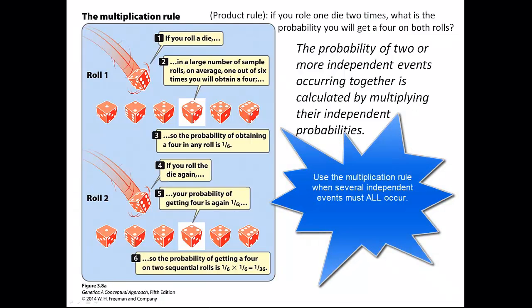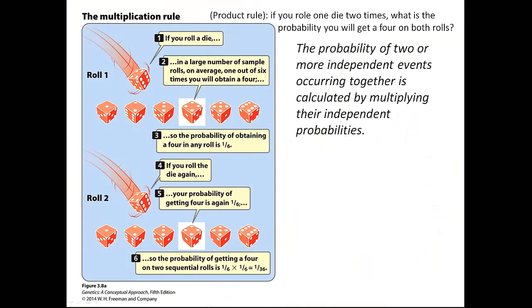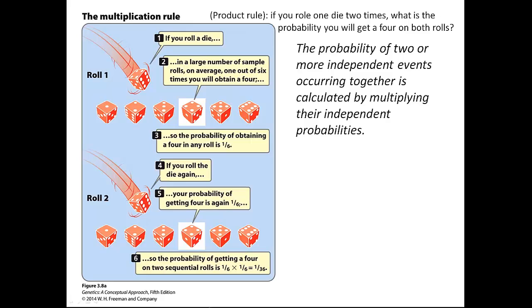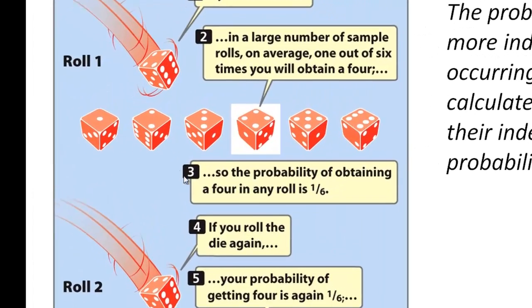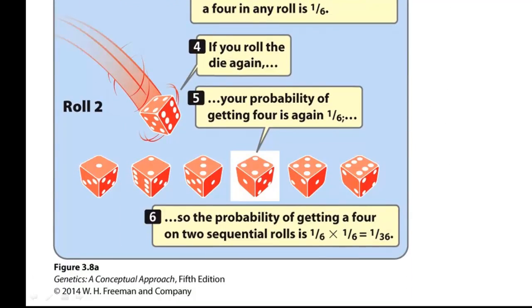independent probabilities together. So the example here uses a die, and the question is, if you roll a die 2 times, what is the probability that you get a 4 on both rolls? So we all know that the chance of getting a 4 on one roll, there's 6 possibilities, so the chance of getting a 4 is 1 out of 6. That would be roll 1. Same thing with roll 2. The chance of getting a 4 when you roll a die is 1 out of 6.